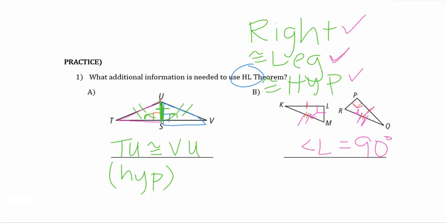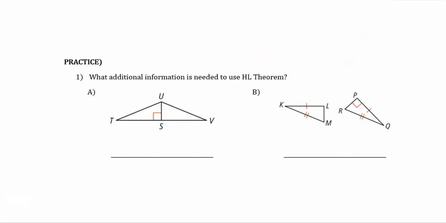If that's good, then I'm like, yep, leg, hypotenuse, and okay, yeah, now they're both right triangles. Good to go. Okay, so you'll see something like that. They'll just be like, hey, what else do we need to be able to use it? So we'll have to practice that.